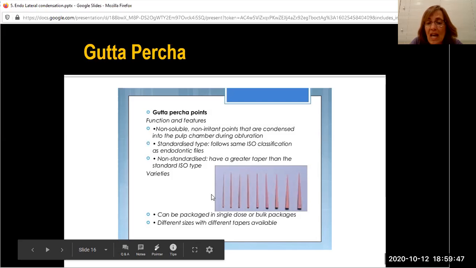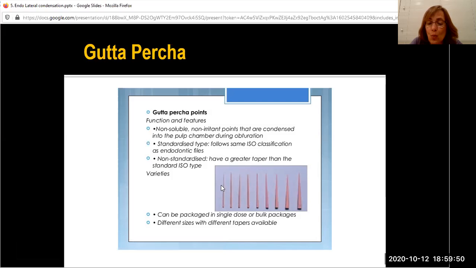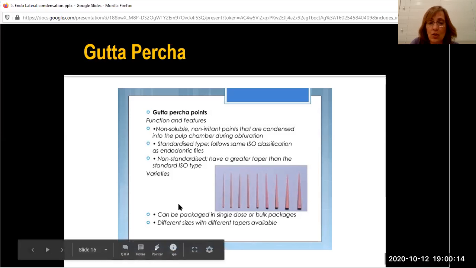medium large, and you choose which accessory point by the determination of how big the pulpal access is all the way down. If you have a very large opening in the root, you will probably use a larger one. If it's very thin, you will want to use one of the smaller ones.